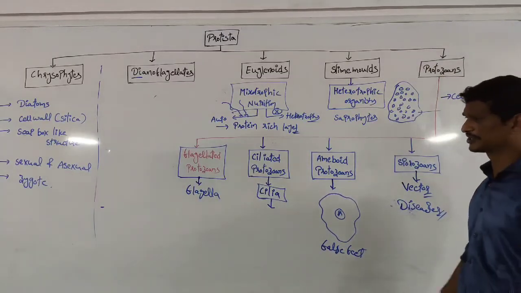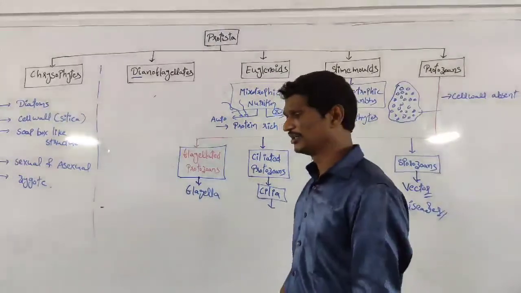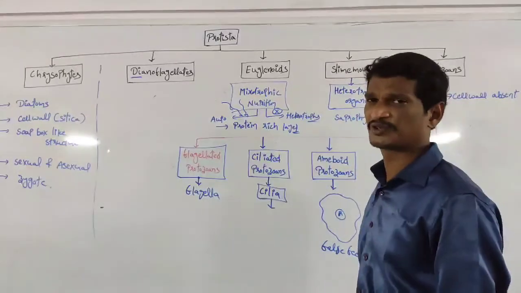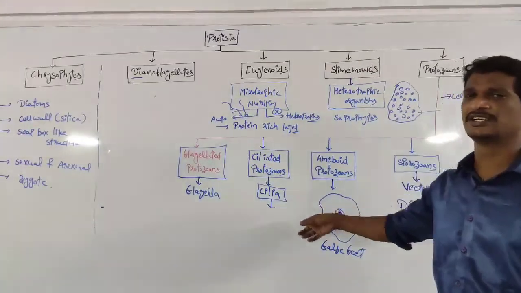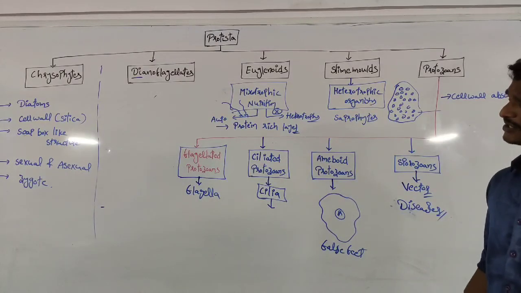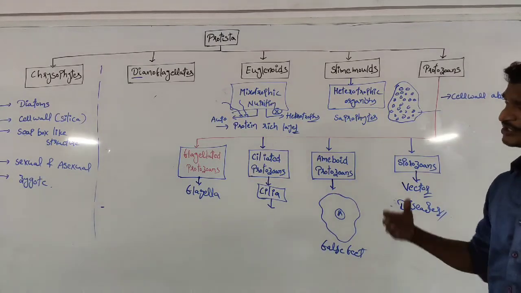That is about the protista and the introduction of the protista. Within that, we discussed the types of protozoans also: flagellated, ciliated, amoeboid, and last, the sporozoans. We will discuss one by one in the next class.